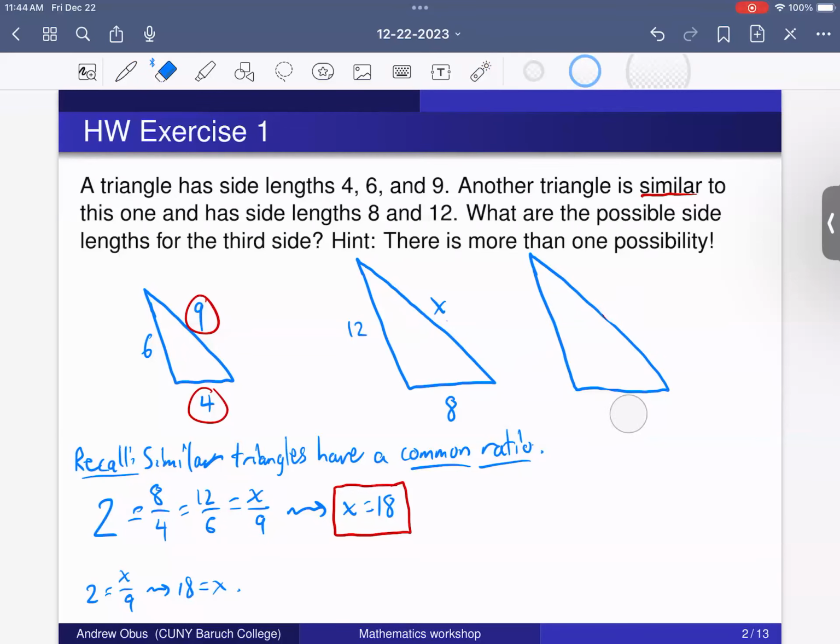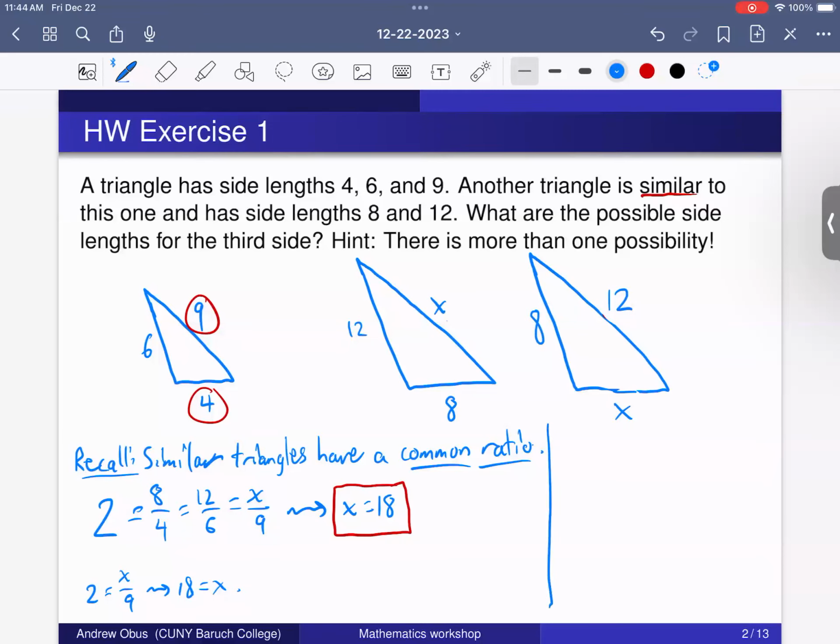Instead of putting a 12 here, how should we label it? Instead of 4 to 8, what happens if we put the x over here? Then where's the 8 and where's the 12? The 12 now will be placed on the right, the longest side there. Exactly, right? And then the 8 is over here.